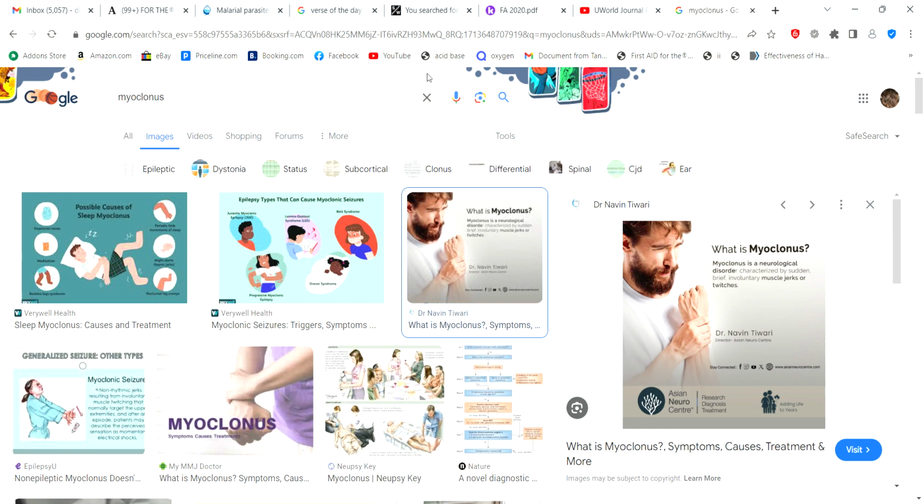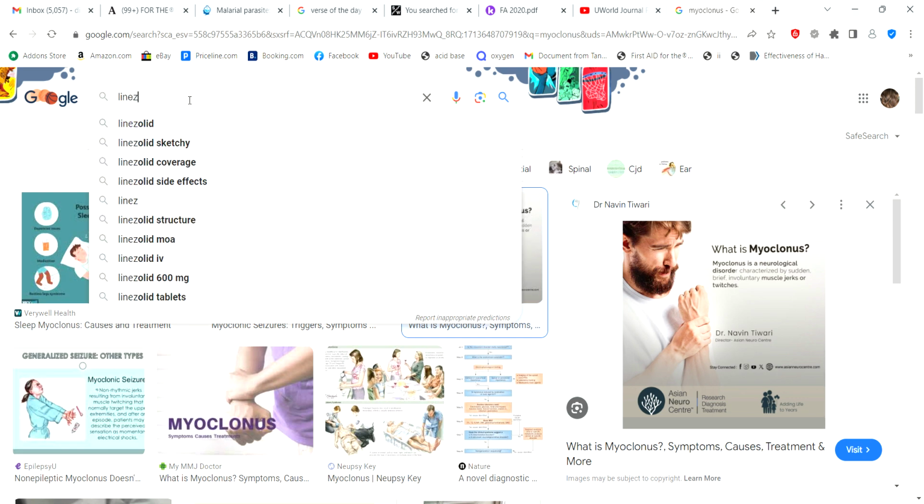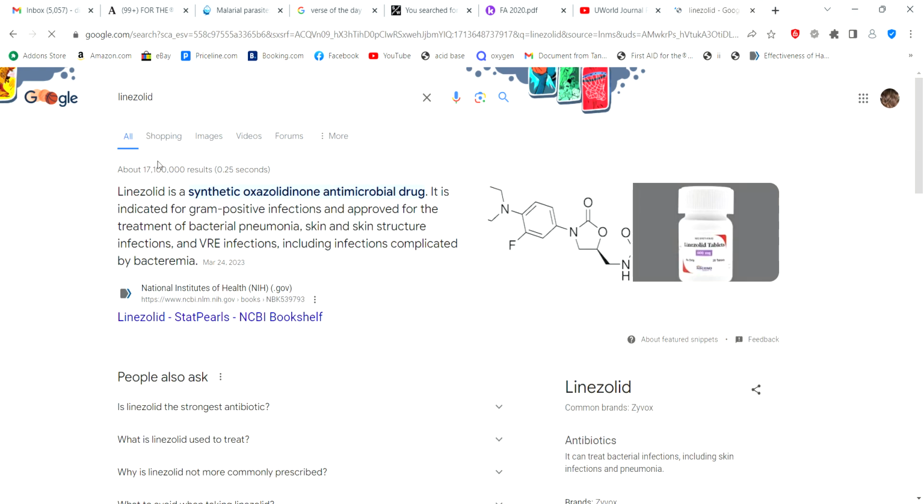Muscle jerks. So they are muscle jerks, okay? So linezolid. It's used for vancomycin resistant enterococcus, and it can also be given for MRSA, methicillin resistant Staphylococcus aureus. But make sure the patient is not on paroxetine or any SSRI or SNRI or TCA.